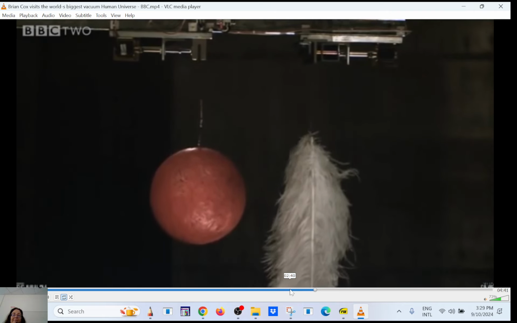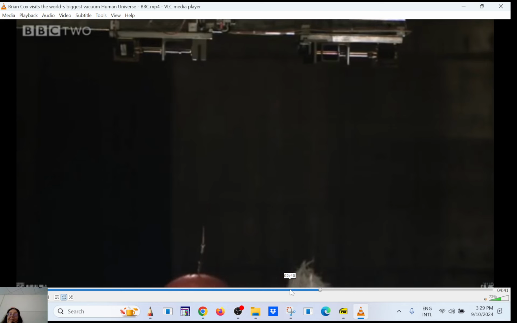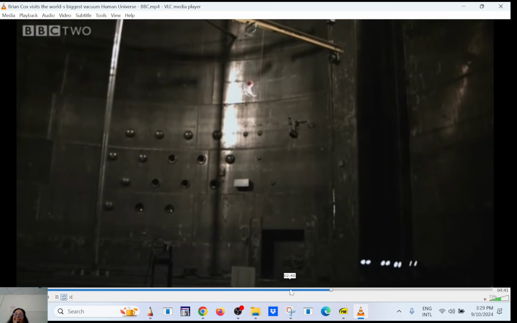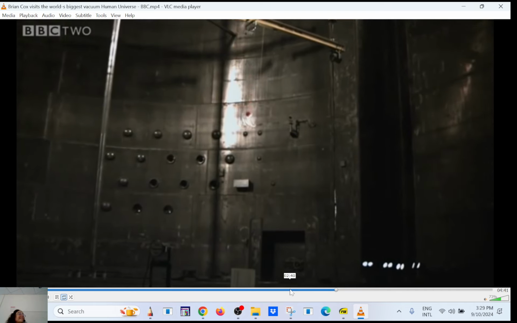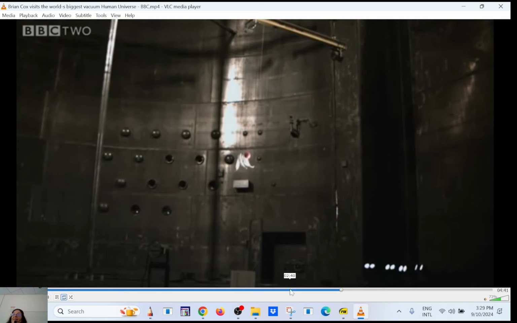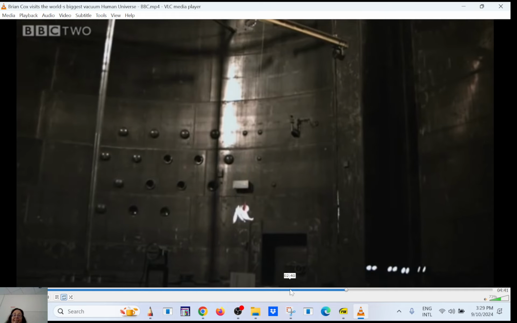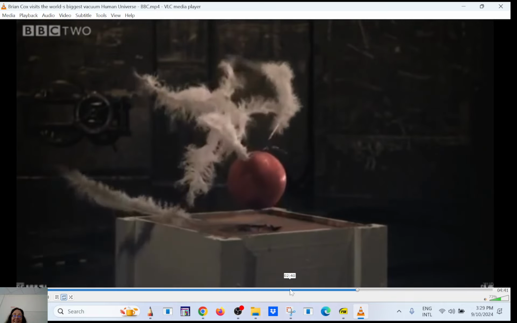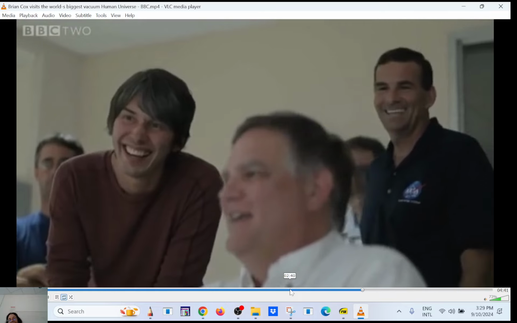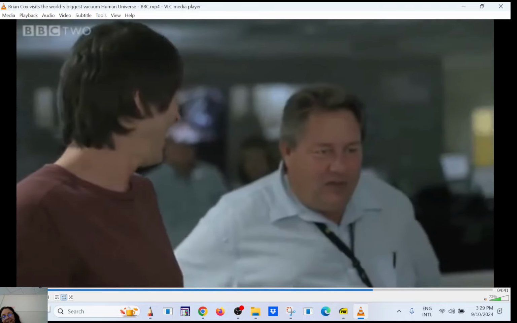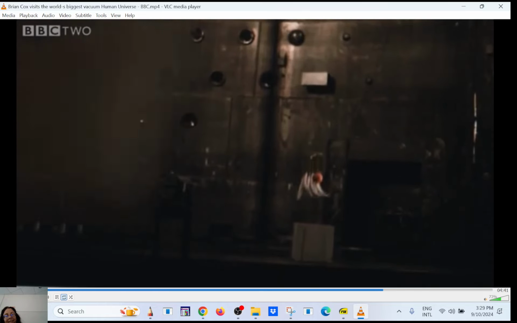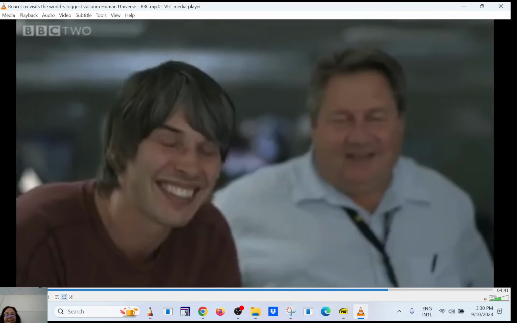Wow. Isn't that amazing? Look at that. They really fall at the same rate. So acceleration is -10 for both, regardless of their mass. They came down exactly. Exactly what I was saying. Exactly right.